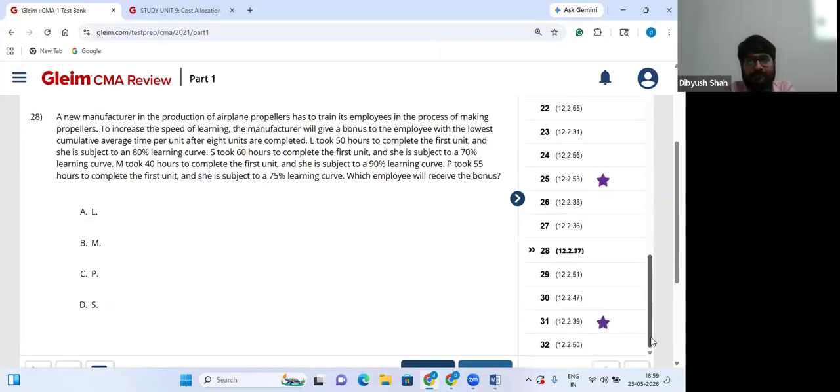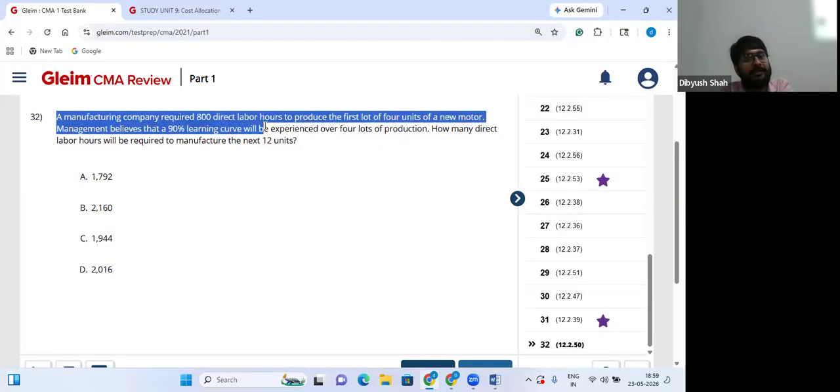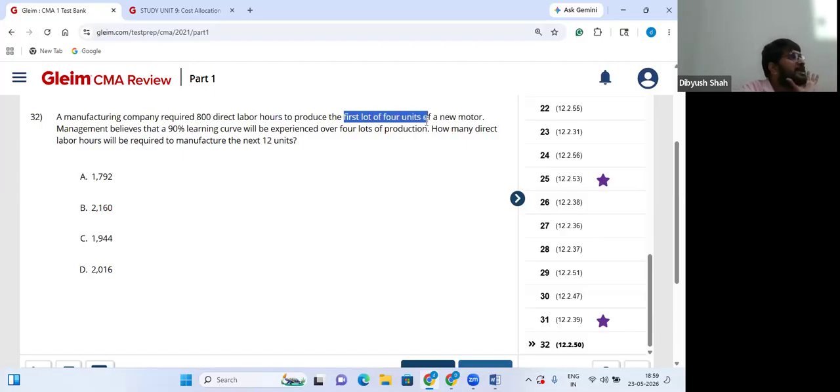32. A manufacturing company required 800 direct labor hours. So 800 hours were needed to produce the first lot, a batch of 4 units. That means production is not done as per units. Production is done as per batch. You have to make a batch. There are a lot of places where manufacturing can only be done in batches. You can't make it on a unit by unit basis because the machine will give out in batches.